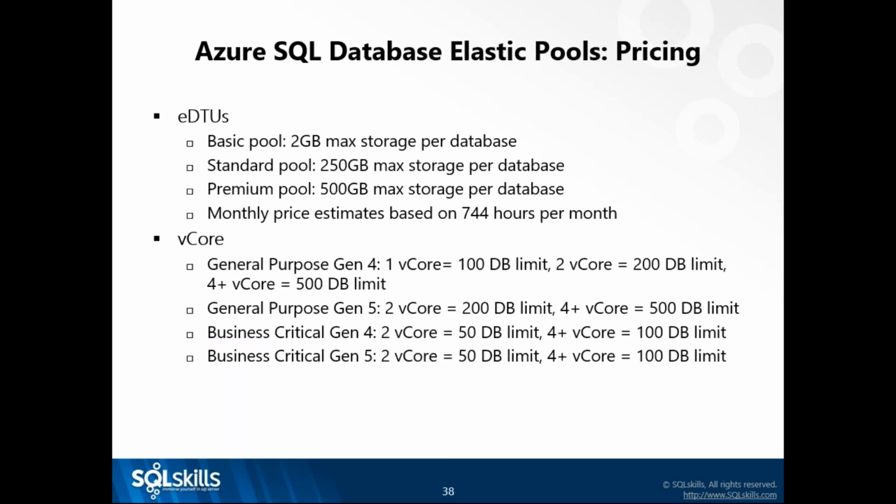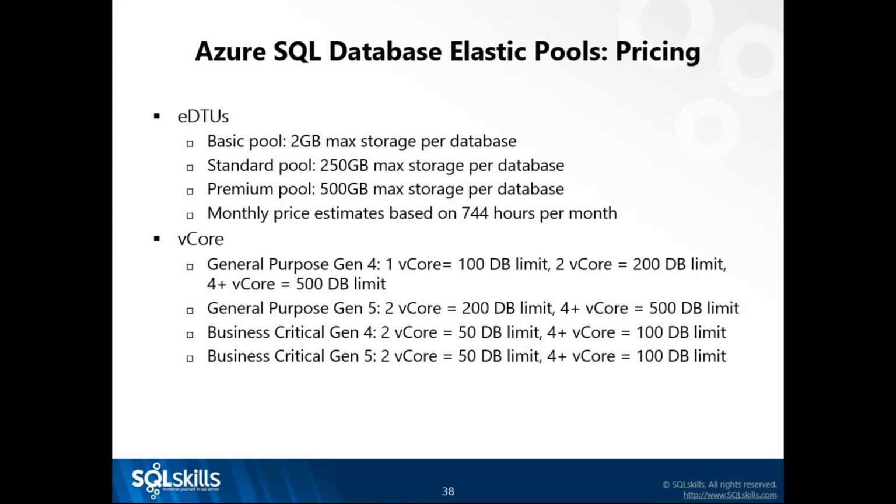So we have similar pricing models in the EDTUs: basic, standard, premium. Your basic is 2 gig max storage per database, your standard is 250 gig max per database, and your premium is 500 gig. Some of the pricing I'm going to cover in some of the slides is based on 744 hours. I've noticed that the pricing calculator now defaults to 730 hours per month. So just be aware of the increment that this is breaking things down. 744 is 31 days of the month. That would be the max you could be expecting. A 30-day month or February would be less.